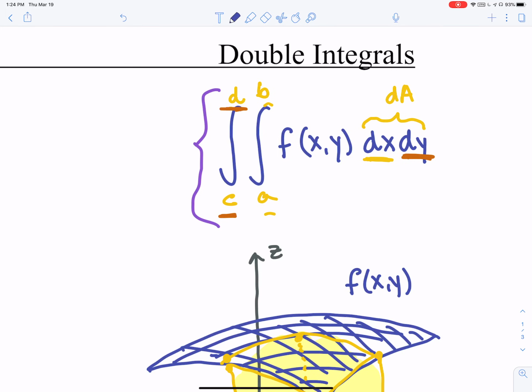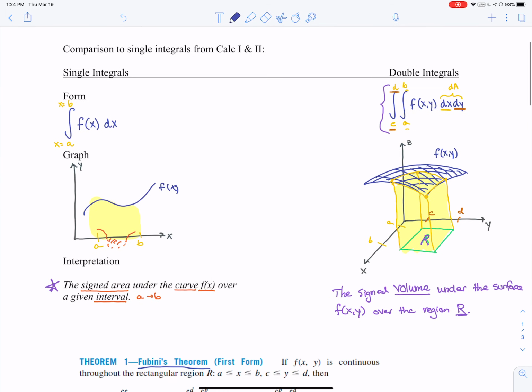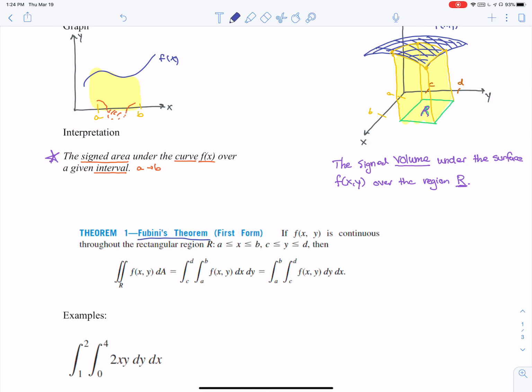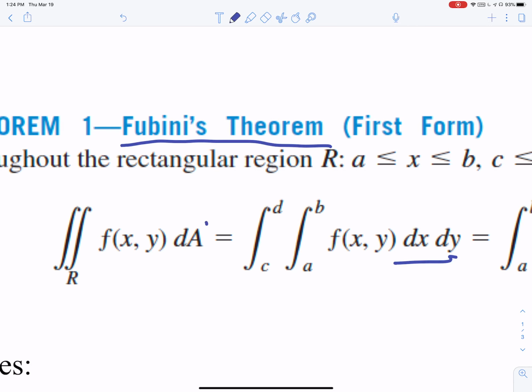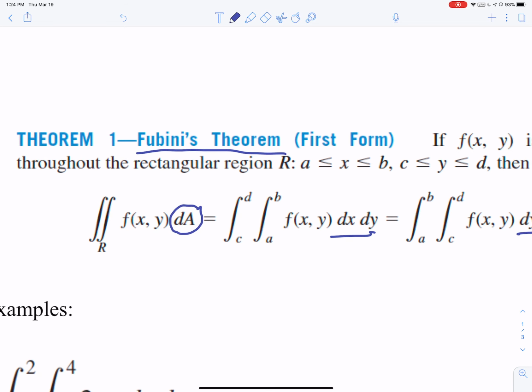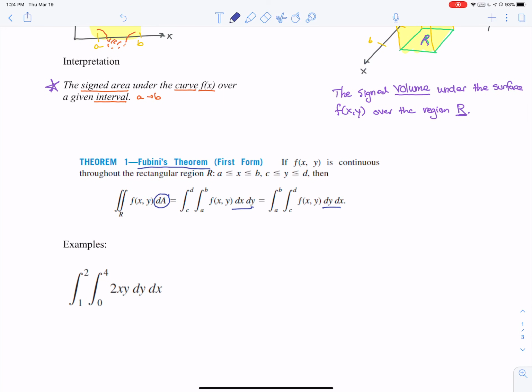You can do dx dy, or what Fubini's theorem says is that a double integral dx dy is equivalent to doing it in the order dy dx. So the order of integration doesn't matter. And that's why we can generally write the variables of integration as just dA. And dA encapsulates both the order dx dy and dy dx.